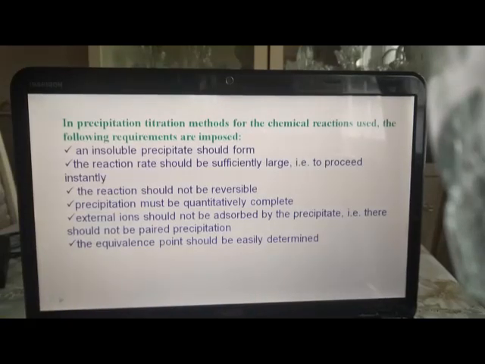In the precipitation titration method, the following requirements are imposed on the chemical reactions. For example, an insoluble precipitate should form. The reaction rate should be sufficiently large, or proceed instantly. The reaction should not be reversible. Precipitation must be quantitatively complete. External ions should not be adsorbed by the precipitate, or there should not be paired precipitation. At last, the equivalence point should be easily determined.